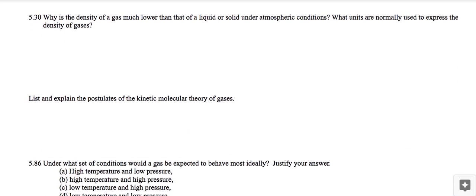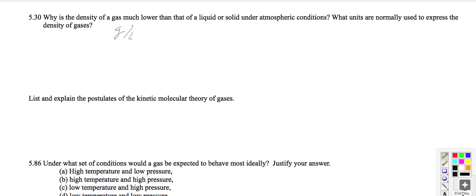The next one we've talked about some already, but let's make sure that we reiterate some things. Why is the density of gases much lower than liquids or solids? This is because of how far away those gas molecules are from each other, whereas liquids and solids are much, much closer. Because gases are so far apart, again, we measure in grams per liter.